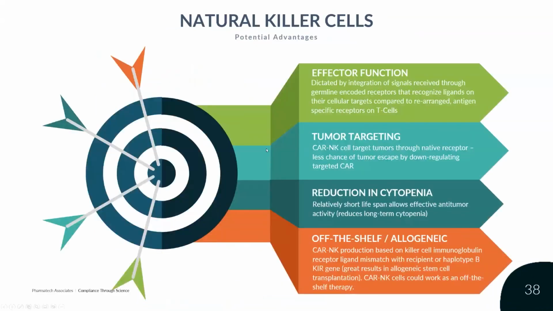And really the last things I'll leave you with are the potential advantages of this. The big thing with NK cells is effector function. You can induce a much better effector function through germline encoded receptors. And the tumor targeting for CAR NK cells has been pretty promising for a while. Another consequence of that is a reduction in cytopenia. So for patients, this is very much a welcome change in technology.